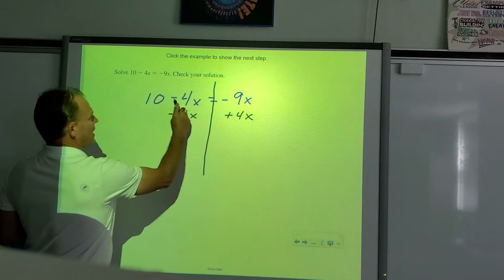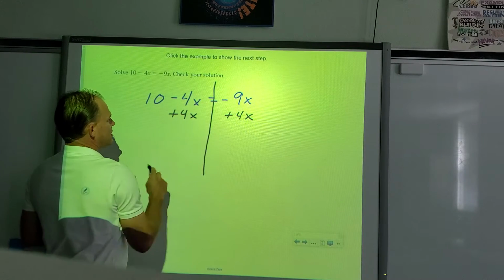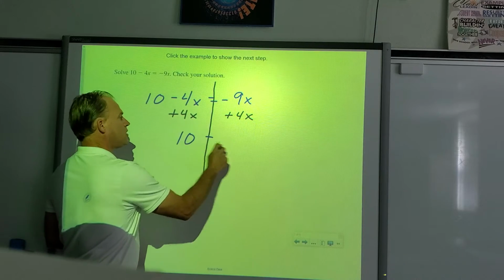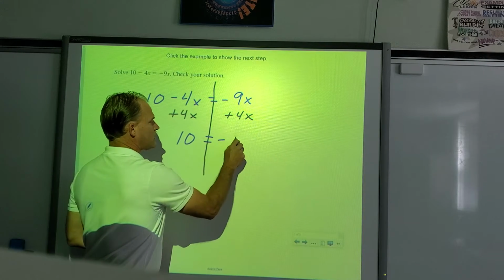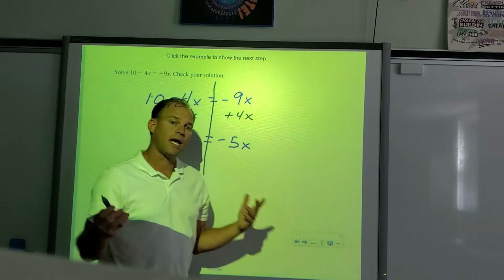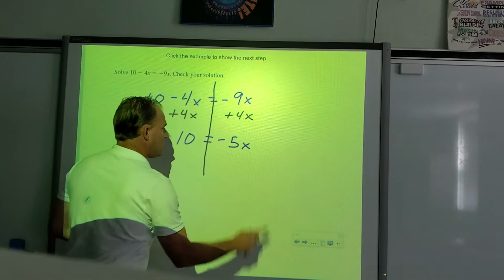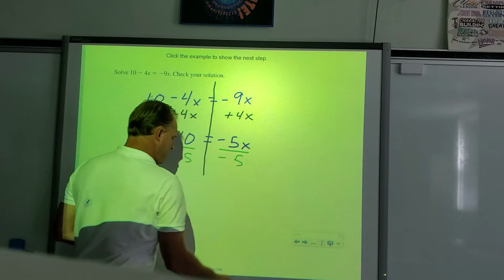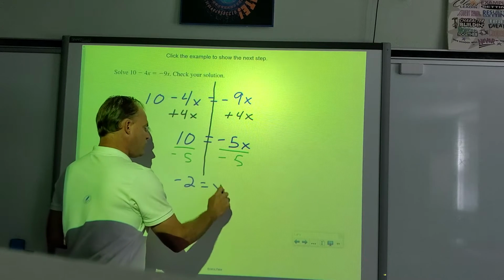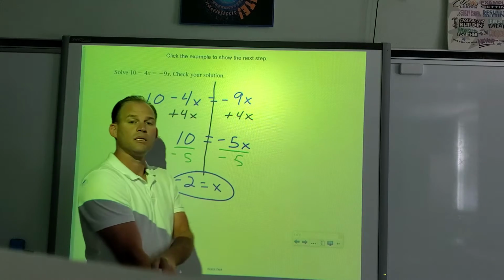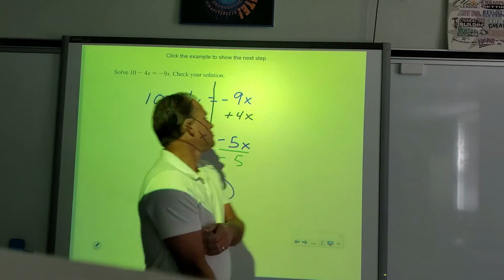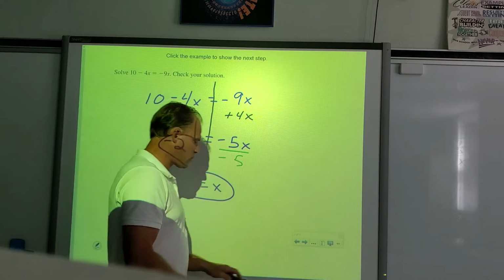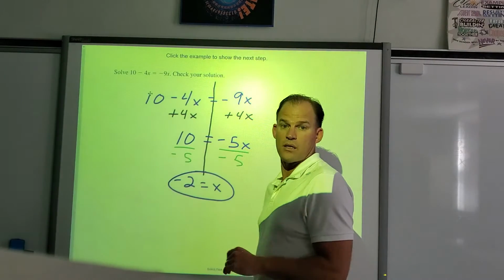So now, minus 4x plus 4x, that's a zero pair, so I am left with 10 equals negative 9x plus 4x, which is negative 5x. Now I can solve the equation like normal with my inverse operations. Divide by negative 5 gives me negative 2 equals x. Done. I can plug it back in and check the solution. Not going to work through that right now. We've done a number of checks in the last couple of days.